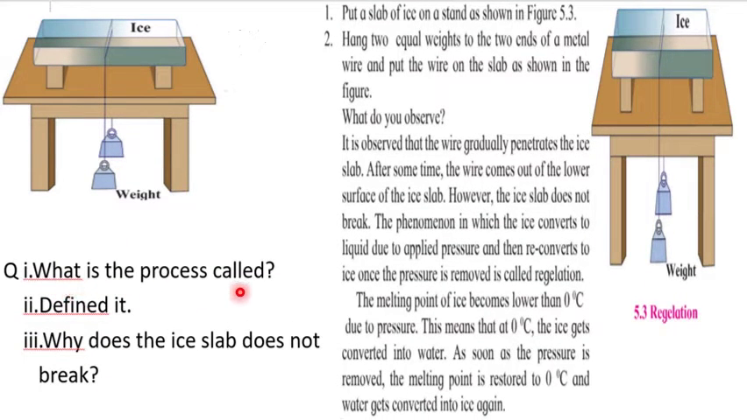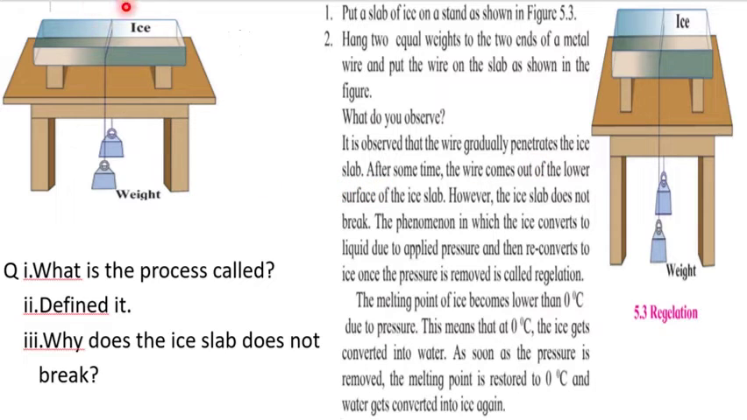What is this process called? Define it. Why does the ice slab not break? Here, there is an ice slab and we hang two equal weights at the two ends of the metal wire and put the wire on the slab. So, when we put the wire on the ice slab, what happened? It is observed that the wire gradually penetrated the slab.